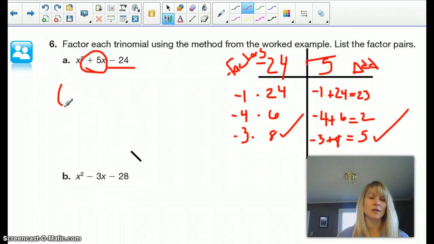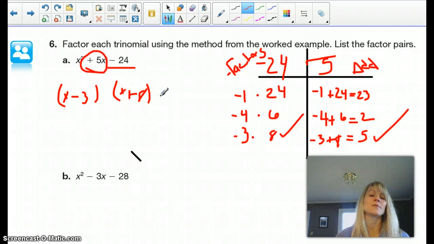So very simply, all I have to do at this point is put in my 2 parentheses. I know x times x is going to give me the x squared. And then I know negative 3 and 8 are my factors. So I just do minus 3 and plus 8. And then that's my answer right here.